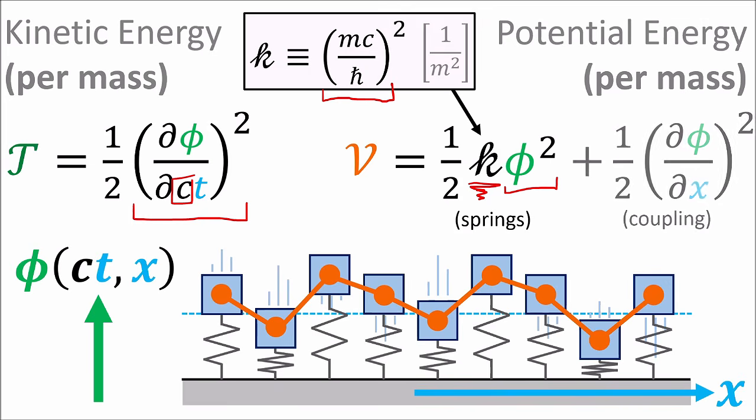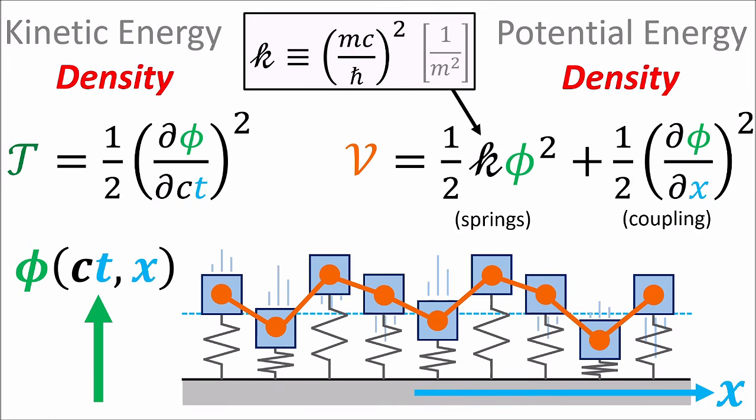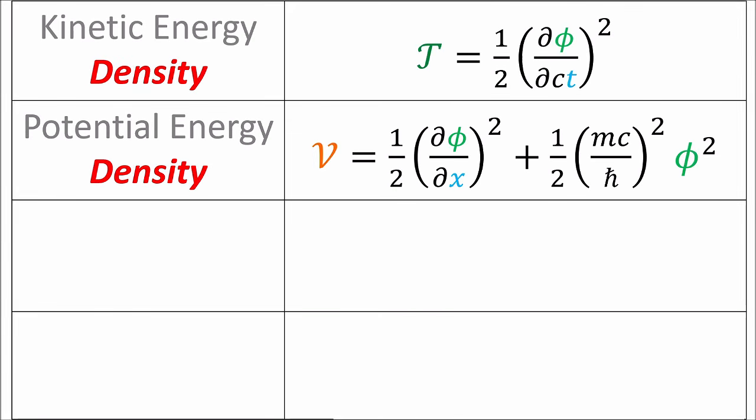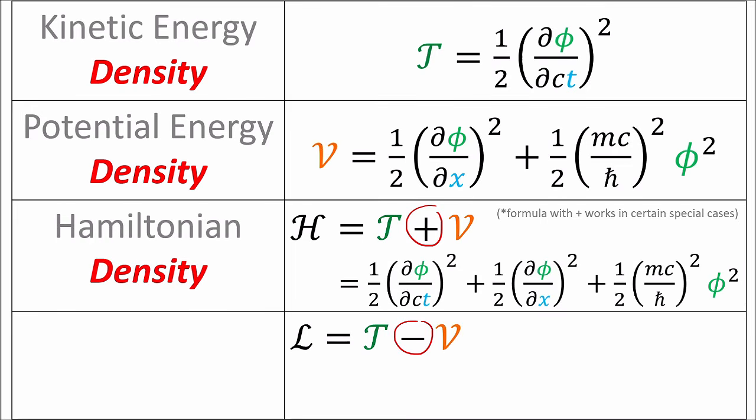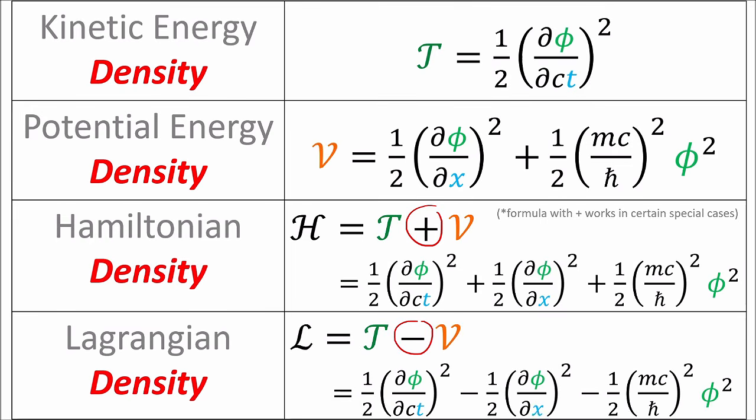Finally, there is also potential energy due to the rubber bands connecting the masses. When two neighboring masses are at different amplitudes, the rubber bands will try and pull them back together. So this potential energy is related to the square of the derivative of phi with respect to x. We say that these energies are really energy densities, because they give us the energy per mass located at position x. Taking the kinetic and potential energy densities, we can use their sum to get the field's Hamiltonian density, and use their difference to get the field's Lagrangian density.